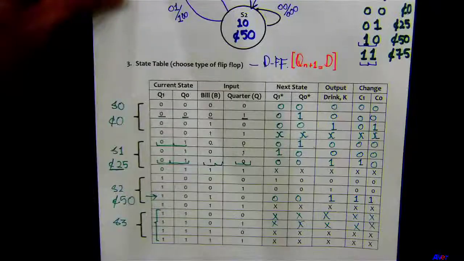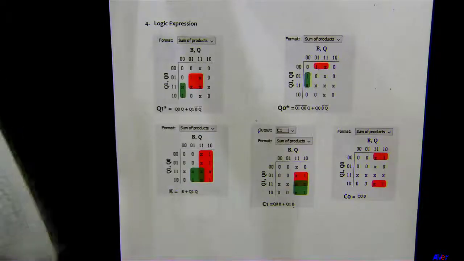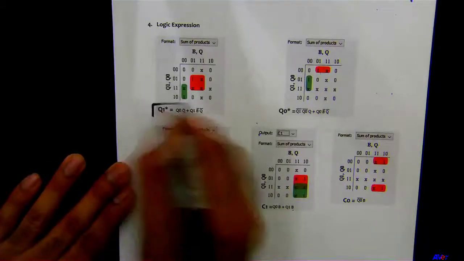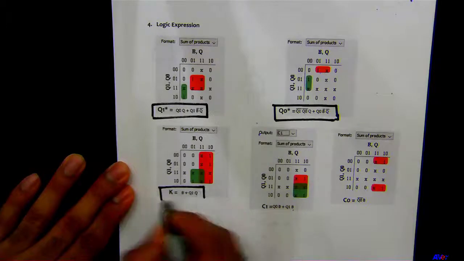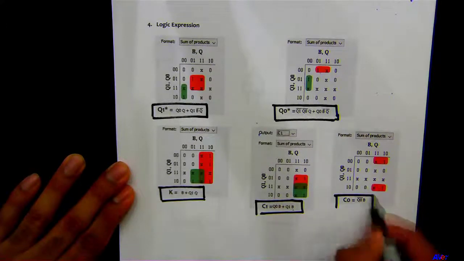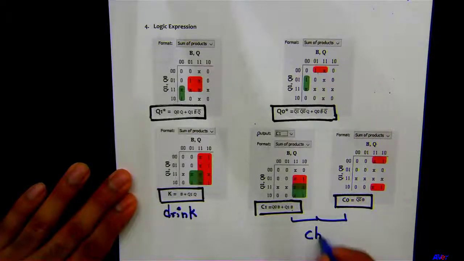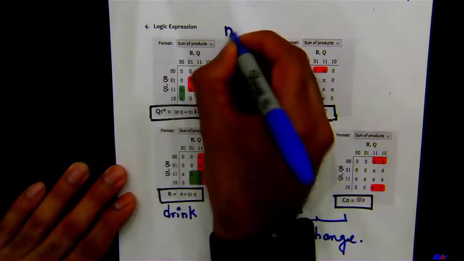We basically derived this truth table by looking at the state diagram. Once we have finished this, that's half the battle won. The next step is coming up with the logic expressions. Because I wanted to finish this lecture in the given time, I went ahead and did the logic simplification on it. These are 5 equations: one for Q1, one for Q0, one for the drink, and one for the change. These two right here are the next states.